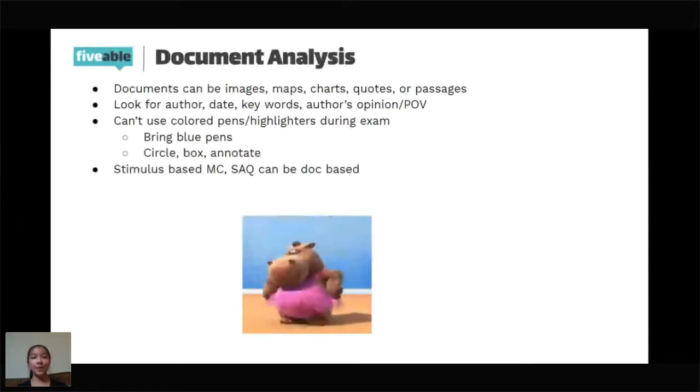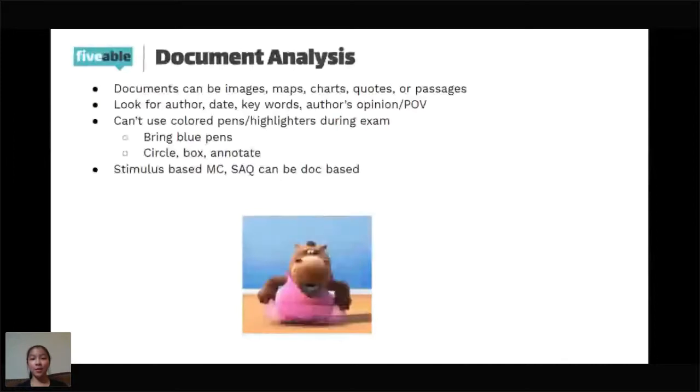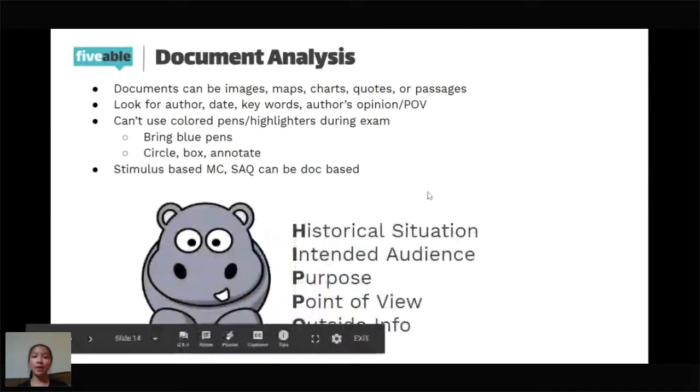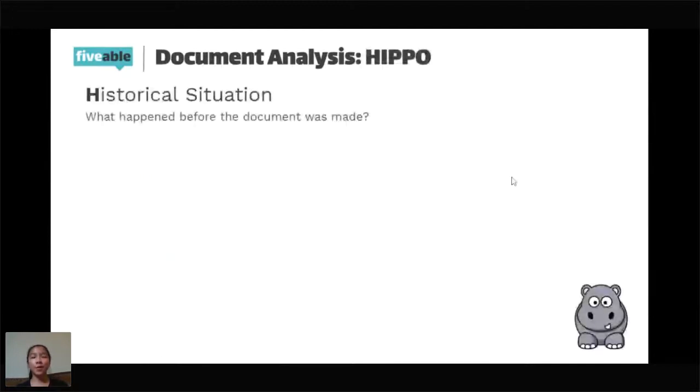Sorry for that. So I was talking about the DBQ. So the DBQ is, of course, document-based, and like I said before, I like using the term HIPPO for it. So in the next slide, we'll go more in detail about HIPPO. So the first part, the H of HIPPO, is historical situation. So what happened before the document was made, or what happened around the time the document was made?